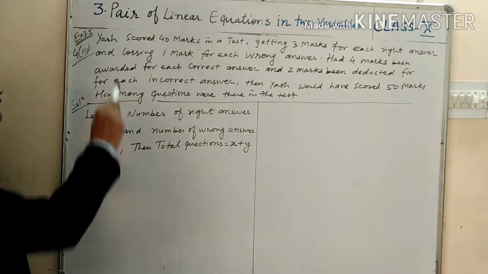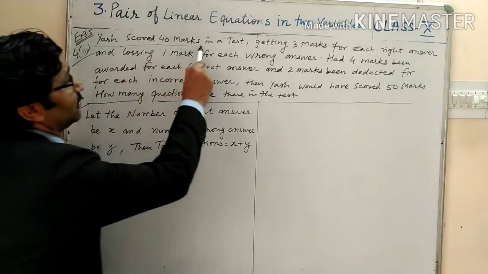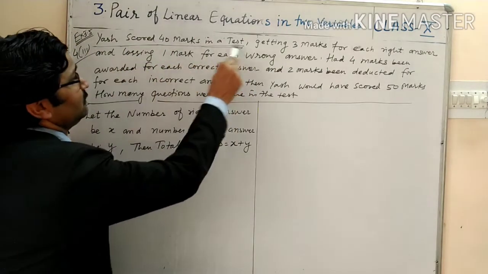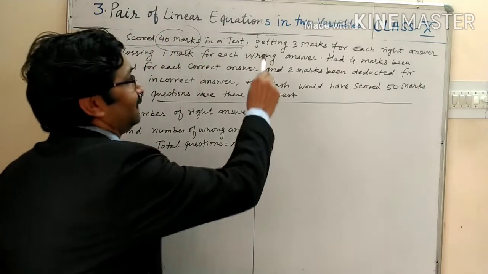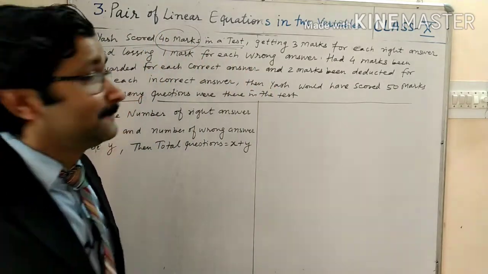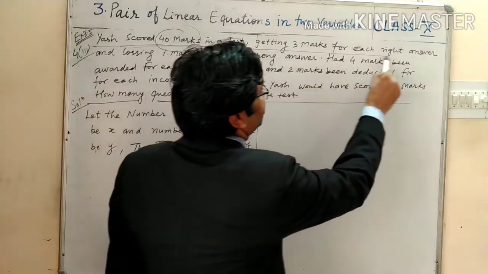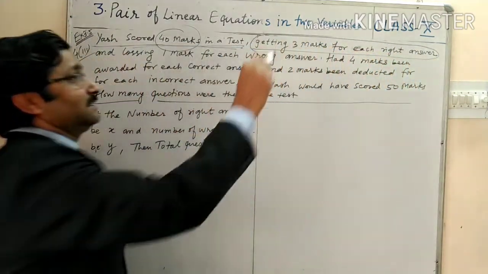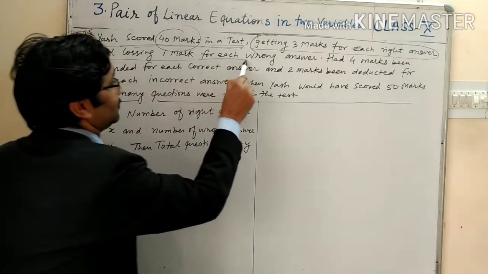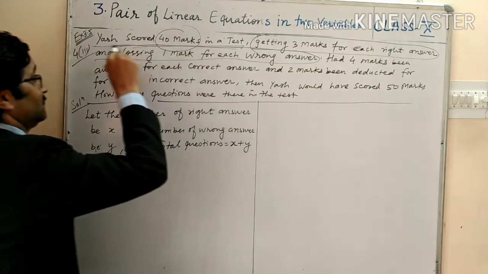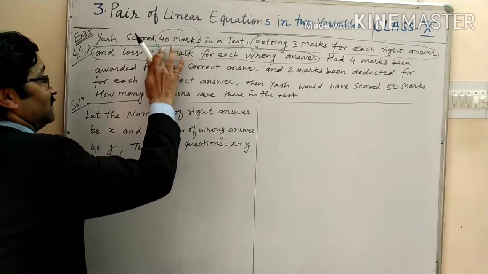First we understand: Yes scores 40 marks in a test. He scores 40 marks. How he gets 40 marks is explained here. Getting 3 marks for each right answer, so for a right answer he gets 3 marks. And losing 1 mark for each wrong answer. If he gives a wrong answer, he will lose 1 mark.